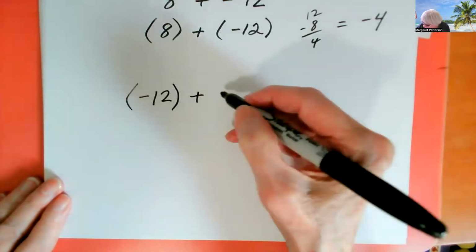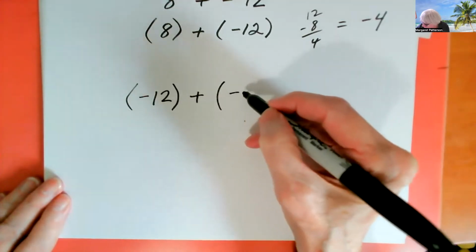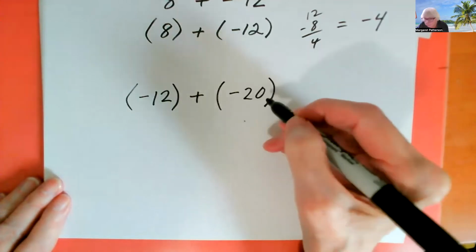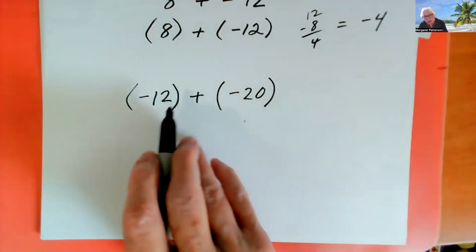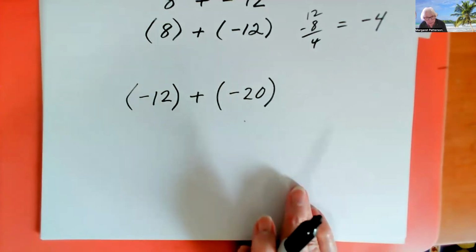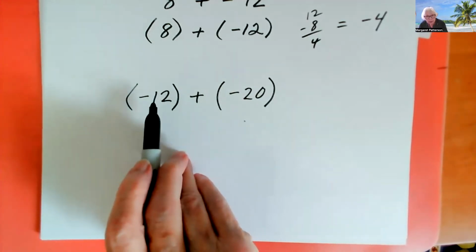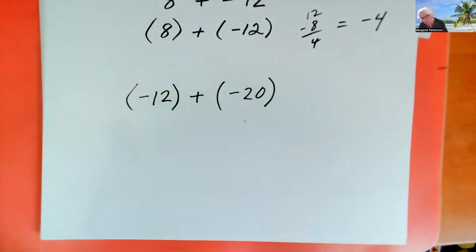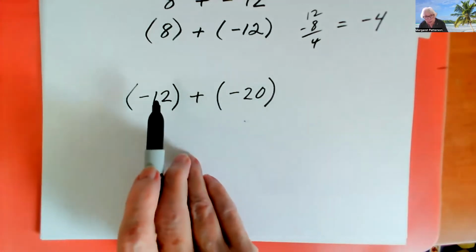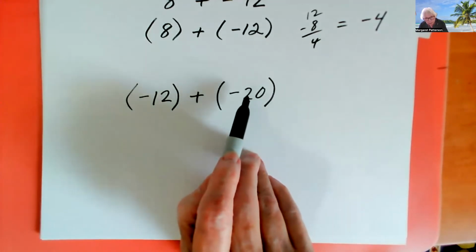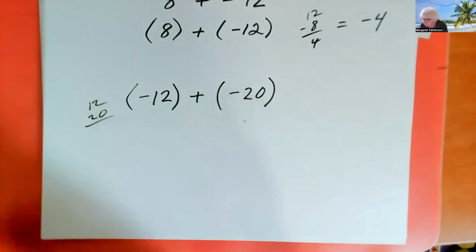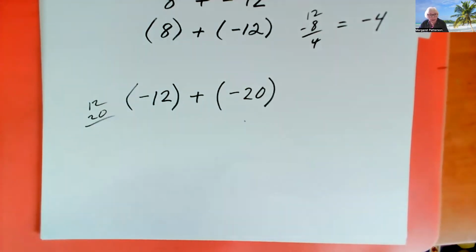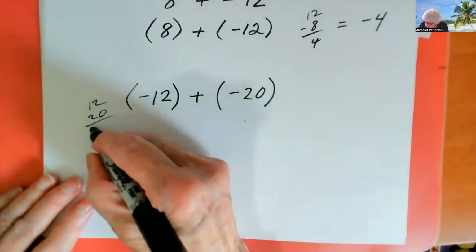-12 and -20. It's clearly addition. I marked it off so that we could tell this is negative and this is negative. They're both the same. And so you borrowed and you borrowed some more. So what you end up doing is adding the 2 absolute values, 12 and 20, make 32.